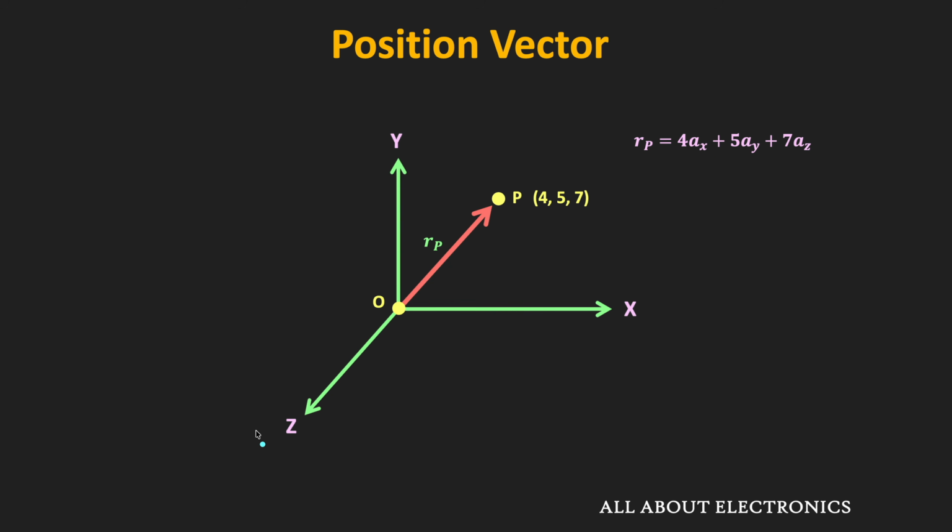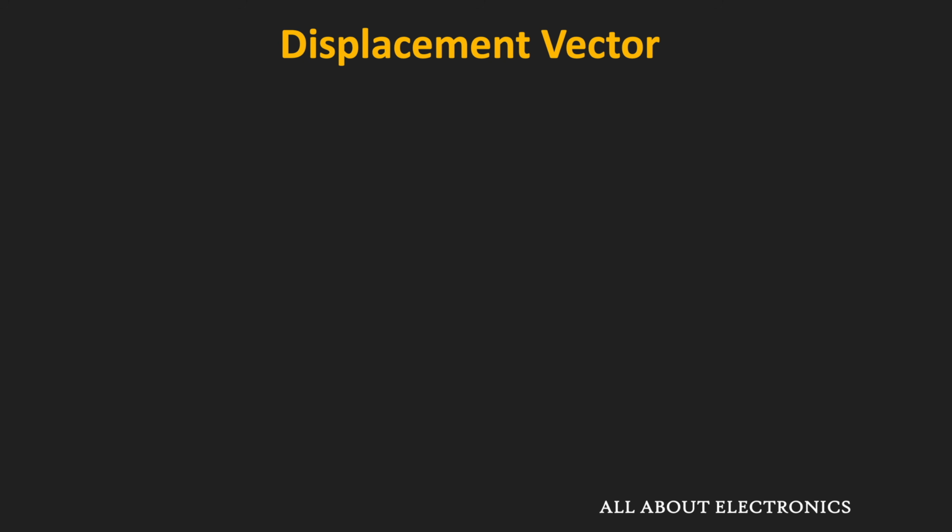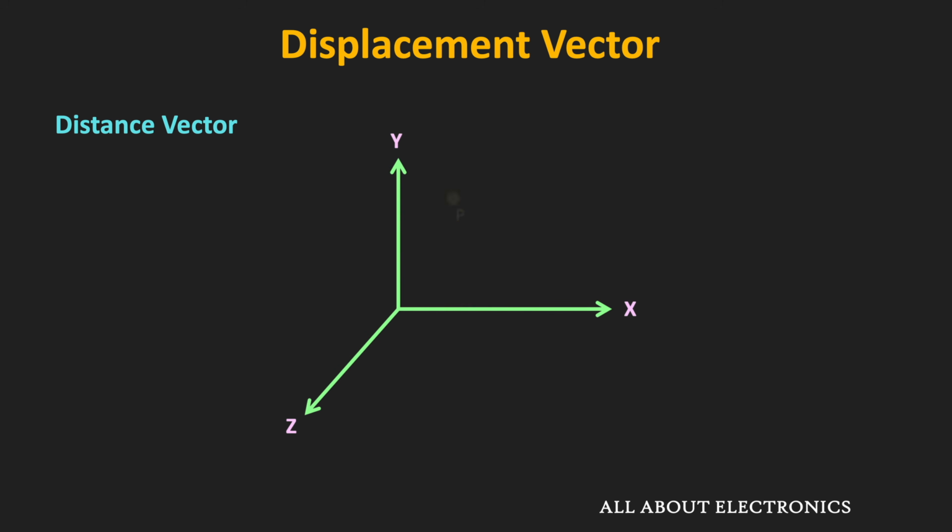Now similar to the position vector, we also have the displacement vector, which is sometimes also known as the distance vector. This distance vector shows the displacement from one point to another point. So in the Cartesian coordinate system, let's say one point is point P while the other point is Q. This displacement vector RPQ shows the displacement from point P to point Q. Now let us see how to represent it. For some point P, its position vector will be RP, right? And similarly for the point Q, its position vector will be equal to RQ.